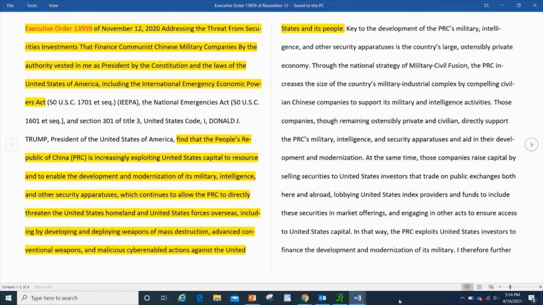So I actually pulled up the executive order, Executive Order 13959, and there were a few things I wanted to highlight. November 12, 2020: addressing the threat from securities investments that finance Communist Chinese military companies. By the authority vested in the President by the Constitution and the laws of the United States of America, including the International Emergency Economic Powers Act, the order finds that the People's Republic of China, which you might hear called the PRC, is increasingly exploiting United States capital to resource and enable the development and modernization of its military, intelligence, and other security apparatus, which continues to allow the PRC to directly threaten the United States homeland and United States forces overseas, including by developing and deploying weapons of mass destruction and advanced conventional weapons, and through cyber-enabled actions against the United States and its people.